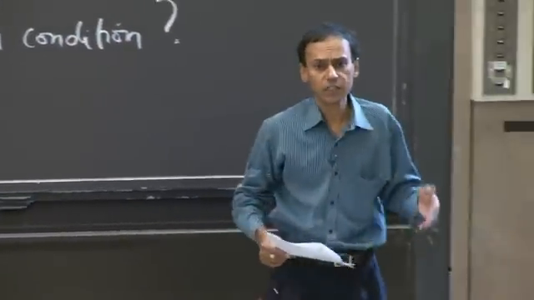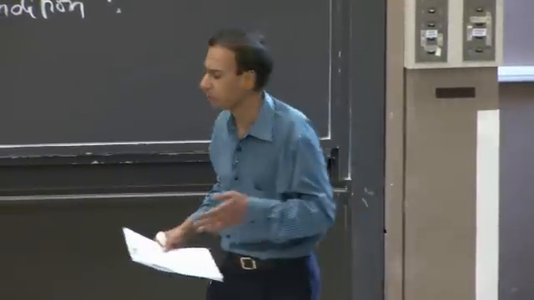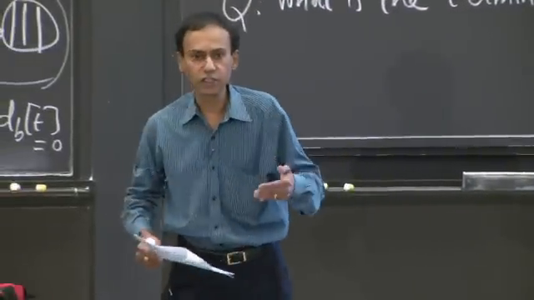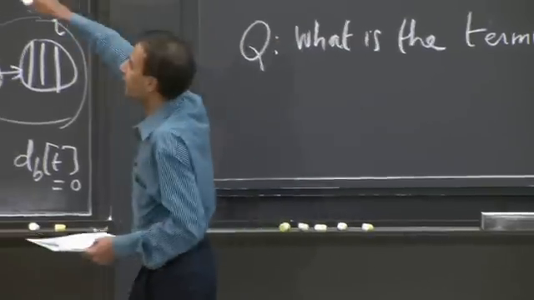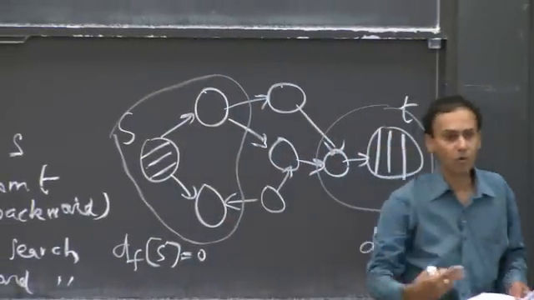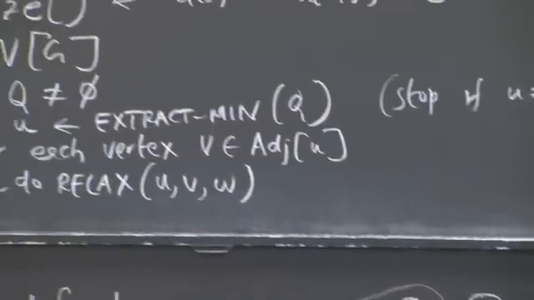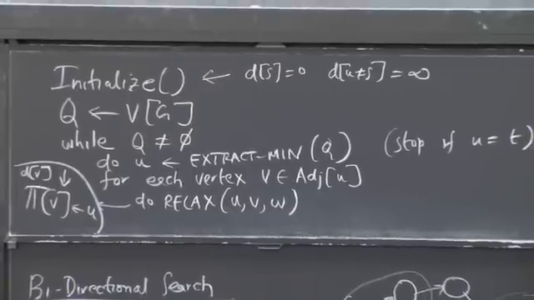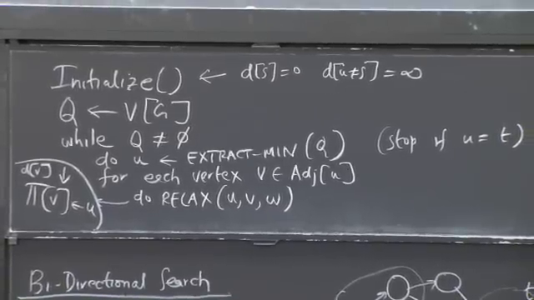But in the context of Dijkstra, single source, single target, can someone tell me what the termination condition should be by looking at the code? I want a more specific or concrete termination condition that I can actually code up, as opposed to saying the frontiers meet, which I don't know how to code. Someone else? All right, go for it.